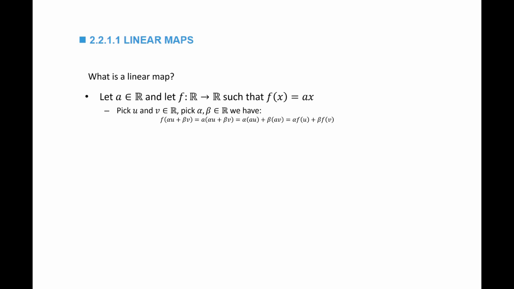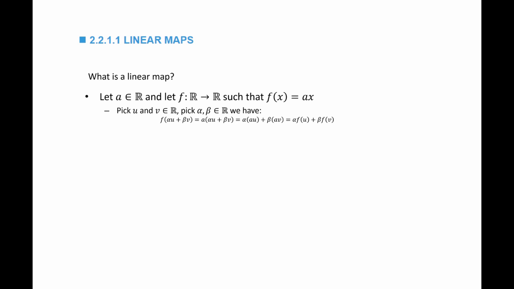In the first example, we're going to assume that we have a number a that's a real number, and we're going to define a function or a map from R to R such that f of x is equal to this number a multiplied by x. The property of this function is as follows.